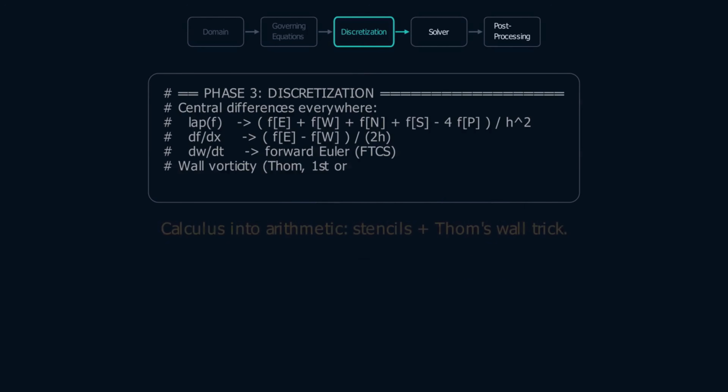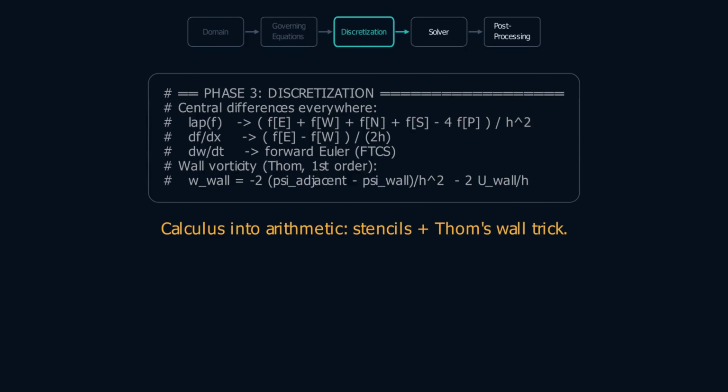And here it is as comments the code will honor. Central differences for space, forward Euler for time, and Thom's formula to pin down the vorticity on the walls. That last one is where the lid actually enters the mathematics.